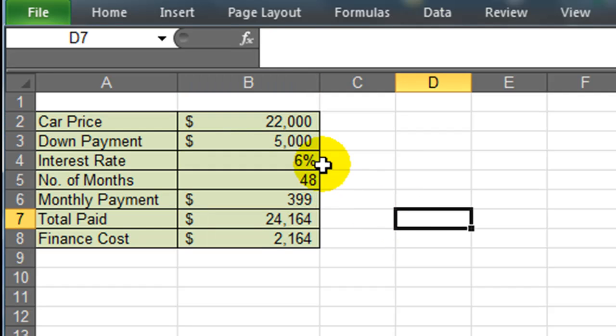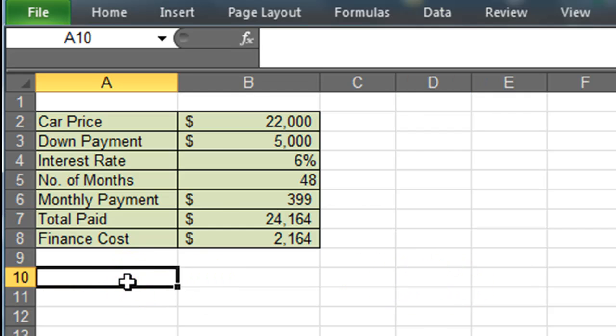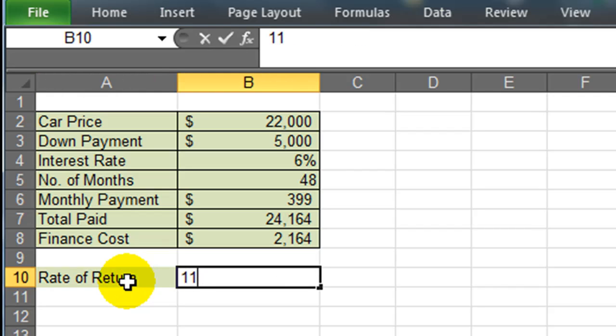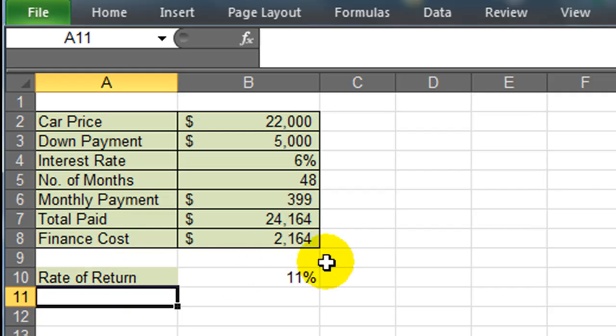If we're going to buy a car straight out, $22,000 car, 5 grand down, 6%, 48 months, payments about $400. Total paid is $24K, finance cost is $2,000. Let's look at the alternative scenario. Now for the alternative, I'm going to jump down here and make a little cell here for our rate of return. Oops, there we go, 11%.